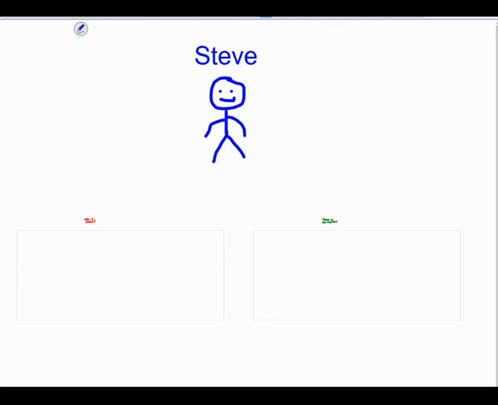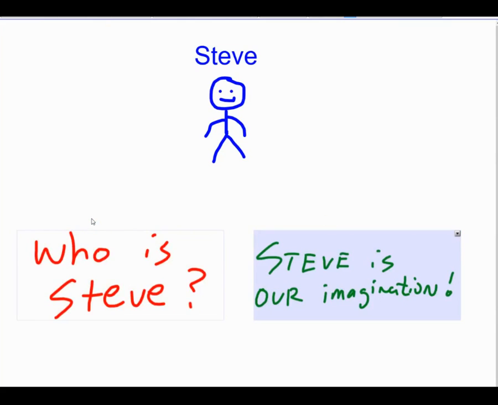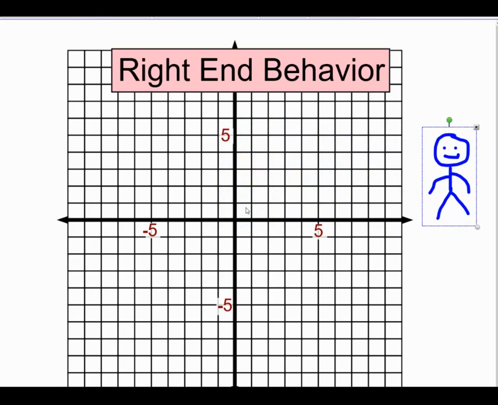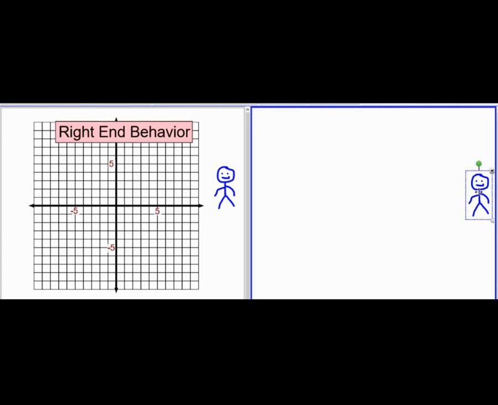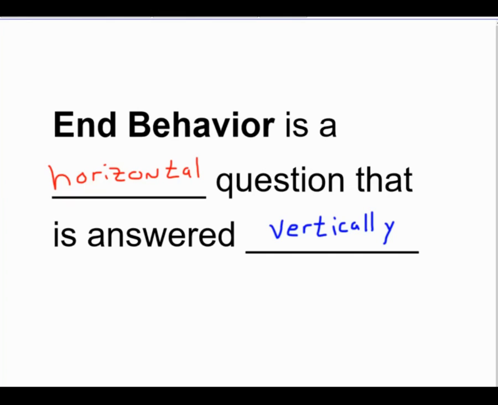Here is a man named Steve, and you might be saying, Steve, who is Steve? Steve is our imagination, and we're going to use Steve, our imagination, to help us. All right, right end behavior. We want to take Steve as far to the right as we can possibly imagine. So if we have to imagine more space, we imagine more space, and we just keep going to the right and to the right and to the right, forever. And the same thing for the left end behavior. We go as far left as we can possibly imagine. We create more space mentally. Keep in mind, end behavior is a horizontal question answered vertically.